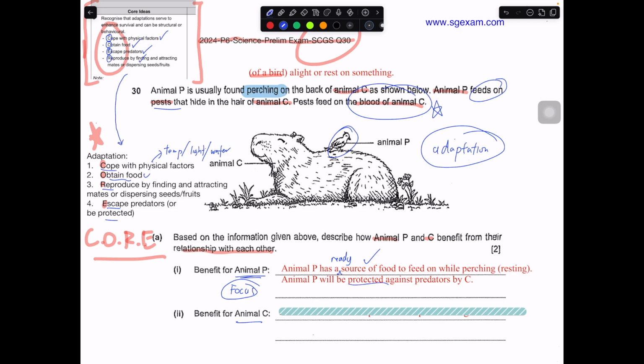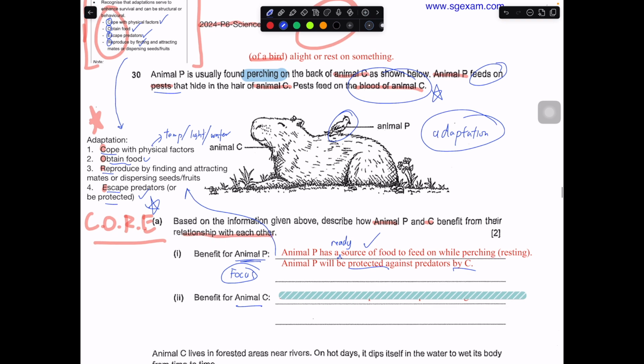Animal P will be protected from predators by C. This part is your escape from predator or to be protected by it. So always think about this, but any one of these answers will be fine. You can see for most of the answers we think about how we can use this idea of CORE. Benefit for animal C: C is a big animal, and you have to use this information: the pests feed on the blood of C. With P around, they will feed on more pests, so the pests will be less. When you have fewer pests, there will be less blood being taken away from animal C. So this is a good thing.